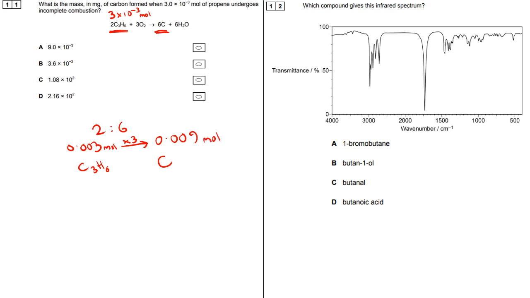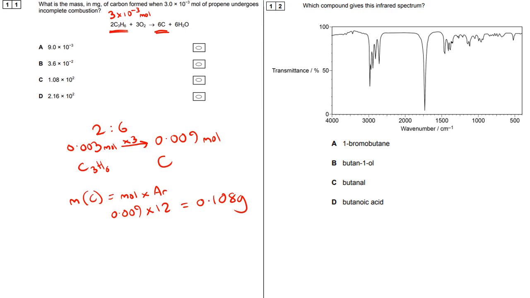Now that we know the moles of carbon, we're being asked to calculate the mass of carbon in milligrams, which we'll get to after. So the mass of carbon is the moles times by the atomic mass of carbon, so 0.009 moles times by 12, which gives us a mass of 0.108 grams.